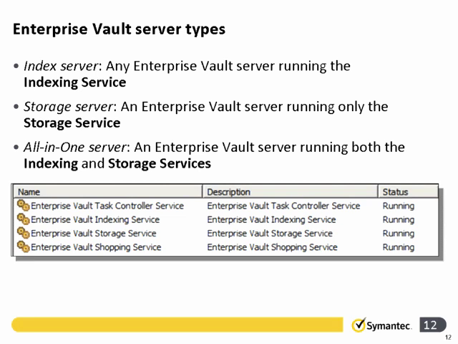The storage server is an Enterprise Vault server running only the storage service. Now, we also have a combination of an all-in-one server, which is an Enterprise Vault server that's running both the indexing and the storage services. The little pop-up there is showing you from the Enterprise Vault Administration Console a little excerpt that is showing the services that are running on a particular Enterprise Vault server. And on this particular server, you can see that it has both the indexing and storage service running. So therefore, this would be considered an all-in-one server.